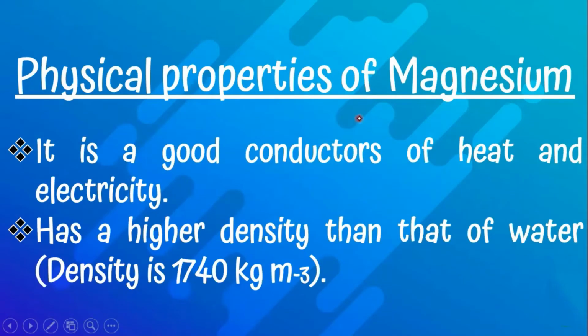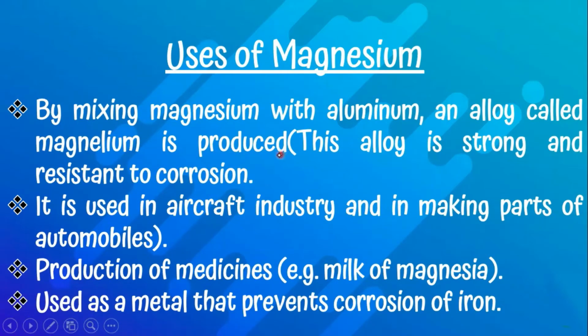Physical properties of magnesium. It is a good conductor of heat and electricity, has a higher density than that of water. Uses of magnesium. By mixing magnesium with aluminium, an alloy called magnalium is produced. This alloy is strong and resistant to corrosion. It is used in aircraft industry and in making parts of automobiles. Production of medicines, example milk of magnesia, used as metal that prevents corrosion of iron.